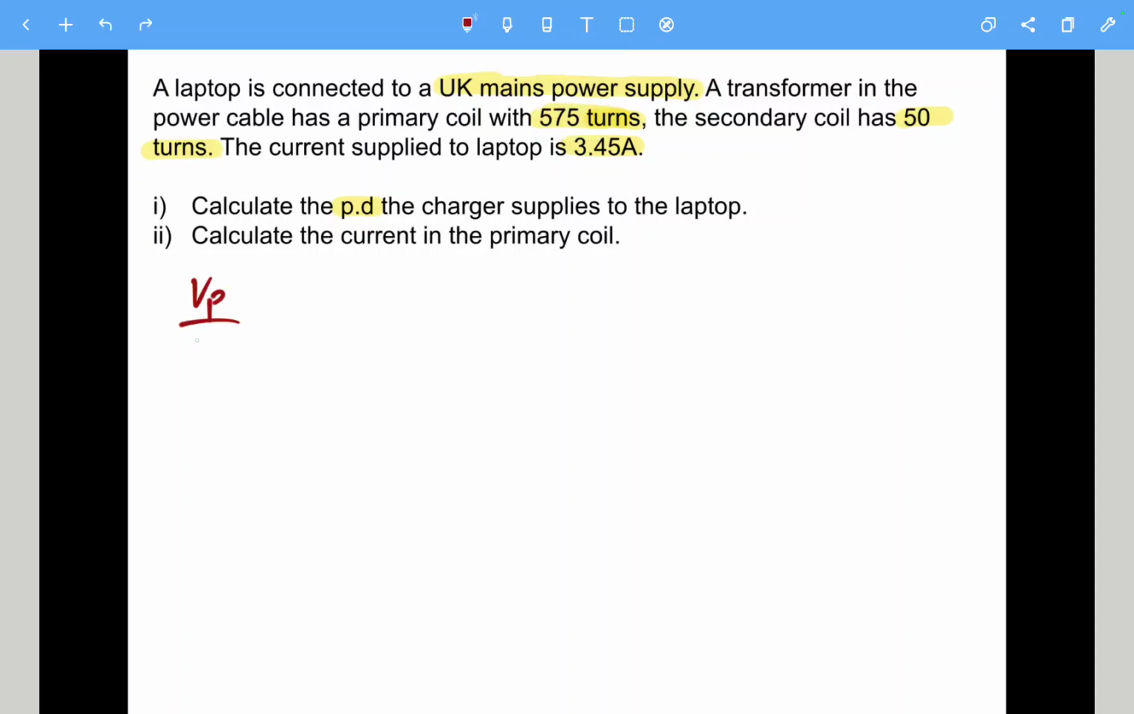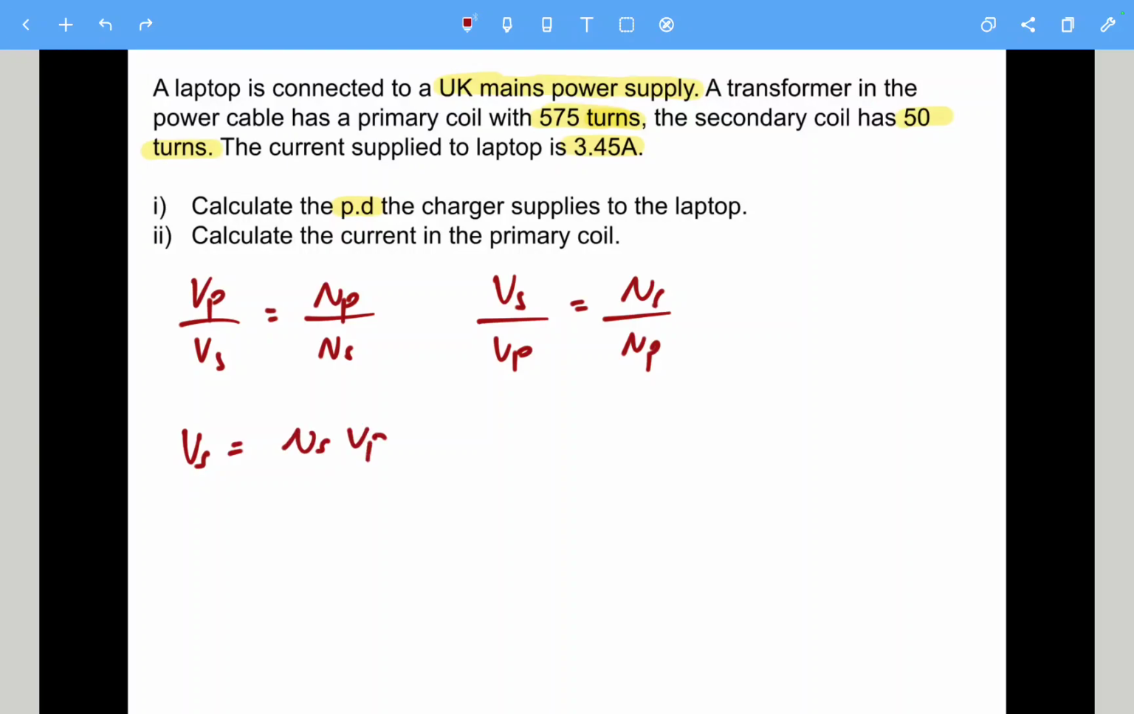So voltage primary divided by voltage secondary equals number of turns on the primary divided by number of turns on the secondary. And we want voltage secondary, so flip both sides. So voltage secondary divided by voltage primary equals number of turns on the secondary divided by number of turns on the primary. So we're going to times through by VP. So voltage secondary is equal to number of turns on the secondary times the primary voltage divided by number of turns on the primary coil.